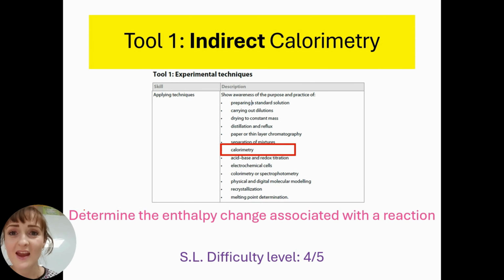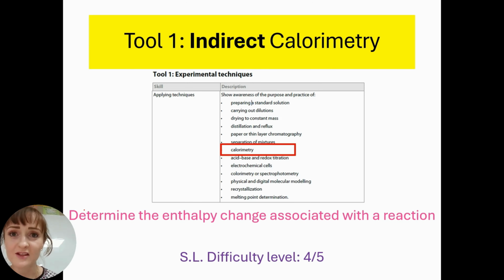Welcome to Curium. As part of Tool 1, you are expected to be able to determine the enthalpy change associated with a reaction using the calorimetry technique. Note that the concept of calorimetry could be assessed in Paper 1A or Paper 2, but the experimental aspect of this is most likely to be assessed in Paper 1B.